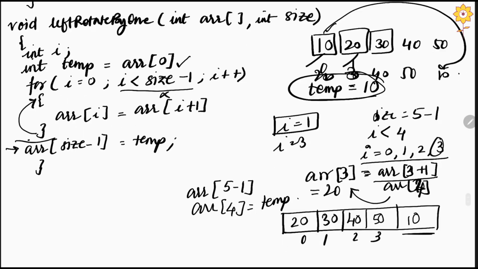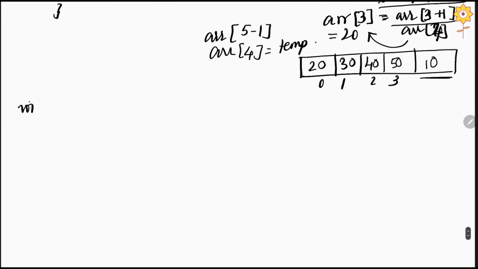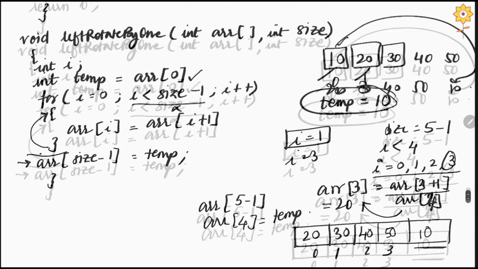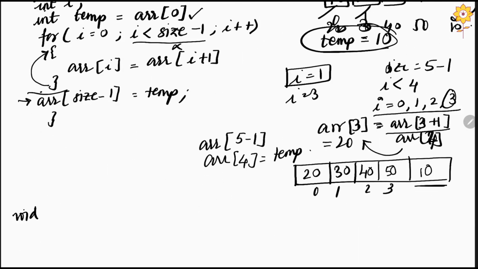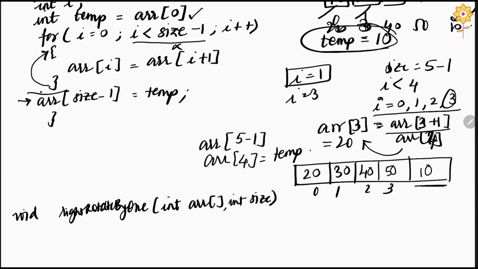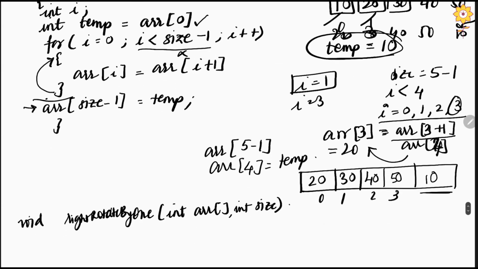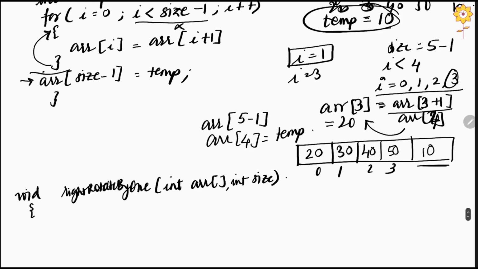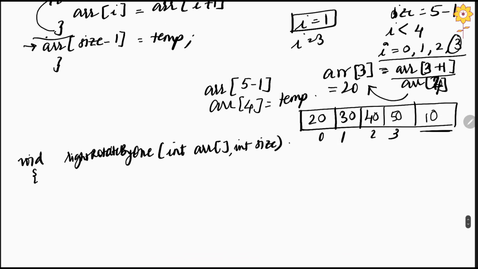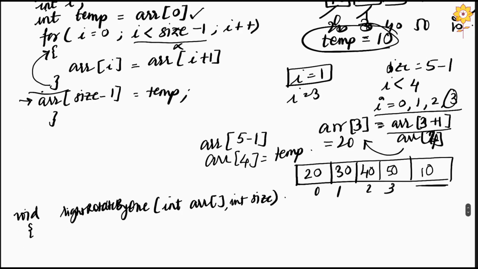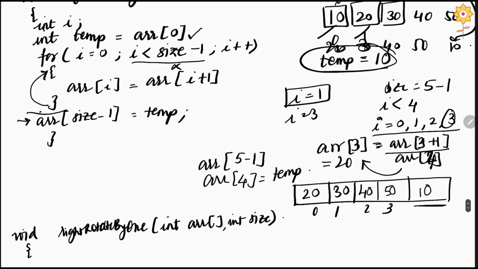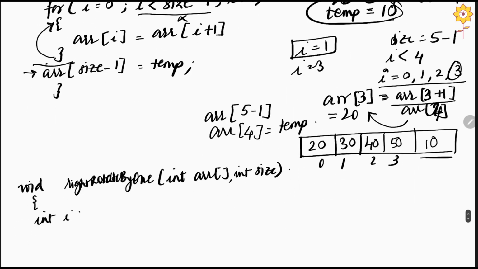Now similarly we have to write for right rotation. So we will write for right rotation void right rotate by 1 and then you will pass the array and you will pass the size here. Please observe we are not putting a semicolon at the end here, yes, because this particular declaration is followed by definition, right. So that is why no semicolon is required. So we will write the definition starting with again int I for our for loop, right.